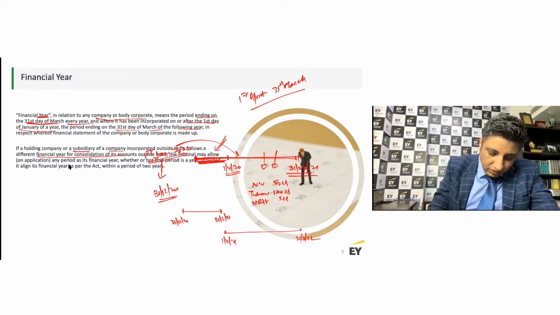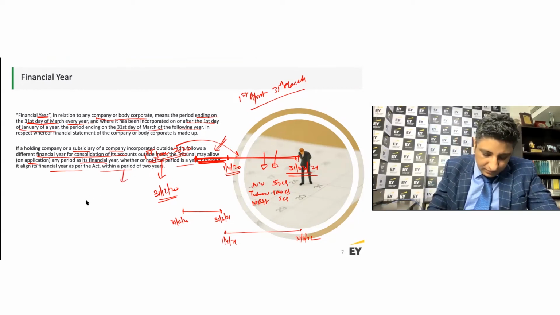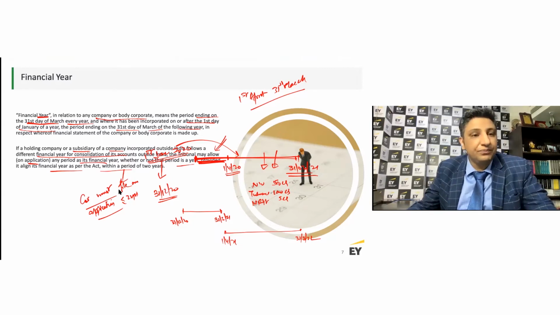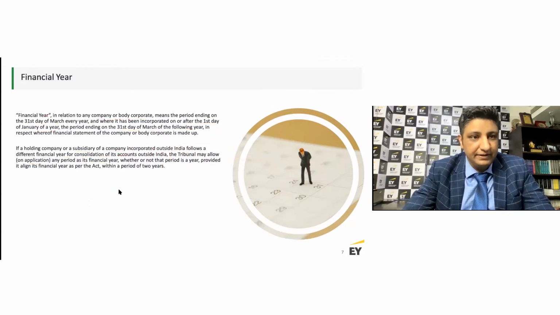The tribunal may allow, on application, any period, whether or not it is the same as the financial year of 1st of April to 31st of March. That has to be done within a period of 2 years. So the companies must file an application within 2 years in case they intend to have a different financial year for this particular purpose. All right. Net profit would be a straightforward number.